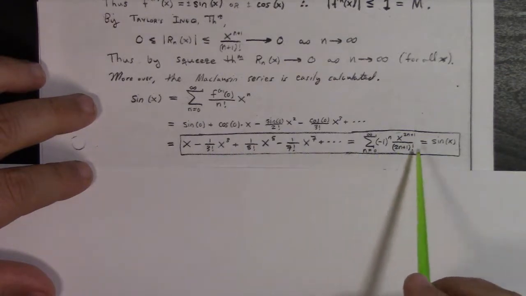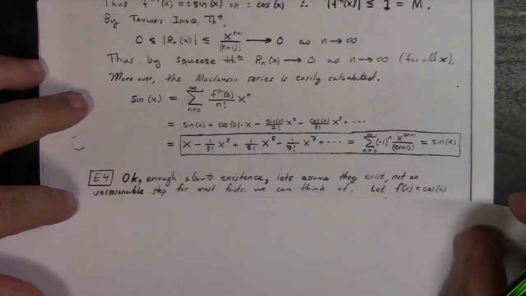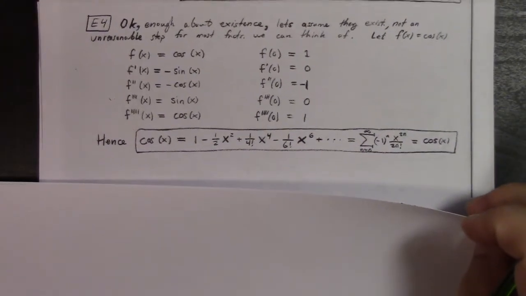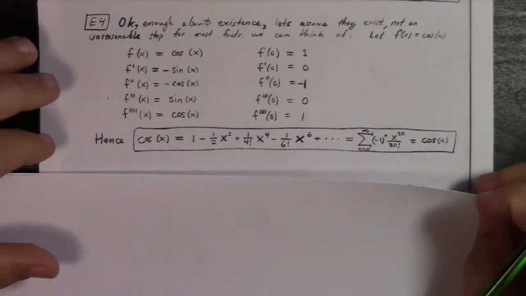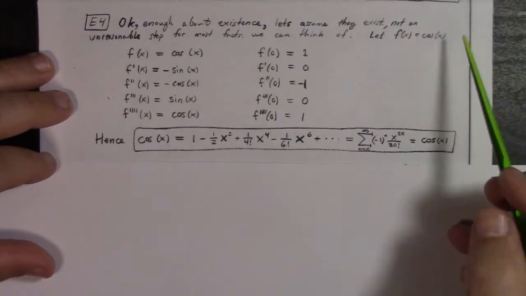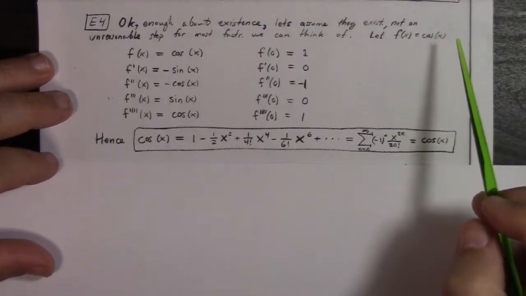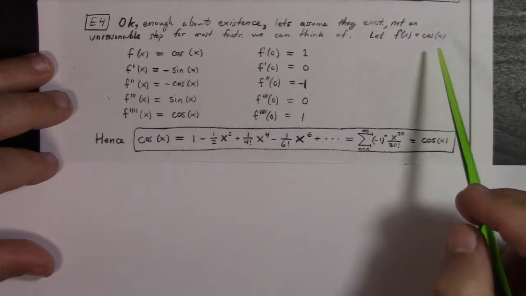That is the Maclaurin expansion for sine of x. Anyway, I will try to stop talking about existence for now. Let's assume it's not an unreasonable step for most functions. We're just going to assume that a power series representation exists and go about finding it.